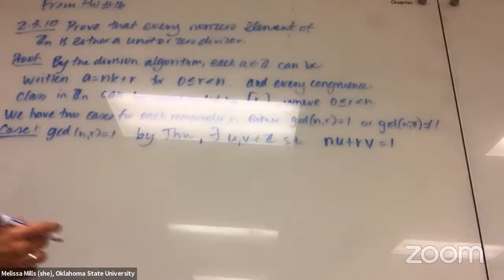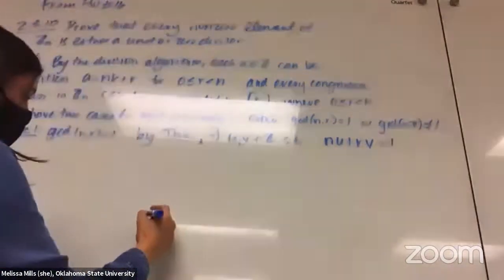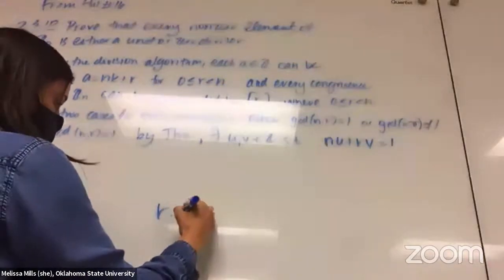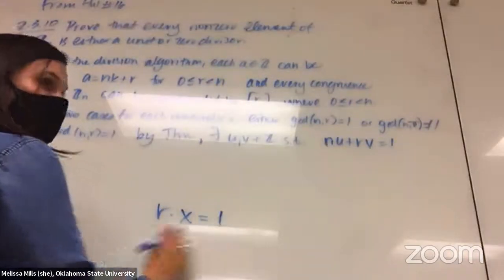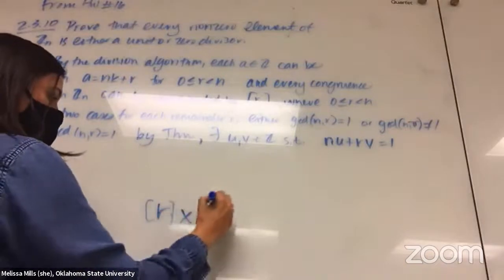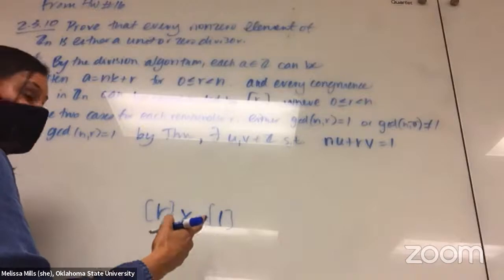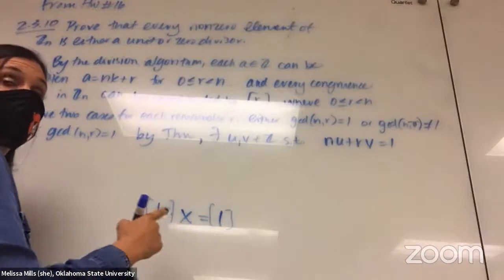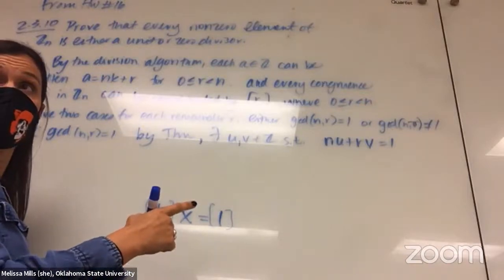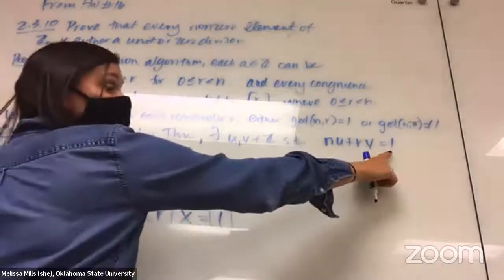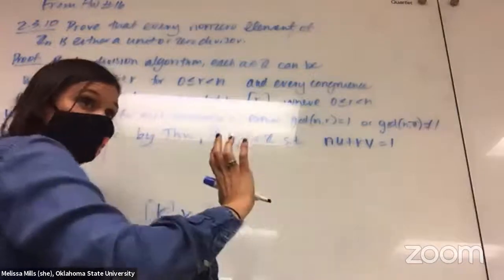So if it's a unit, then I need to have R times something equals 1, right? So I need to show that this has a solution. That's where I'm trying to go. So I want R times something to be congruent to 1 mod n. Do I have it? Well, I got a 1 and I got an R times something, so that's promising.